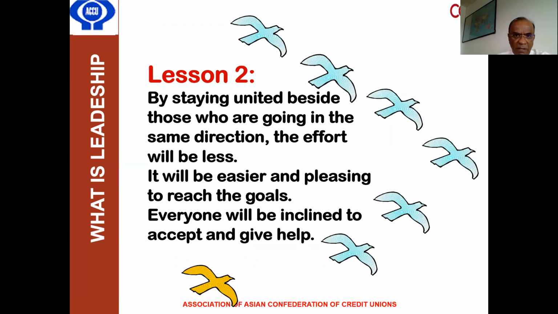You can see lesson 2: by staying united beside those who are going in the same direction, the effort will be less and it will be easier and more pleasurable to reach the goal. Everyone will be inclined to accept the behavior. I know that most of our friends, when we talk, we have some 2-3 board directors who might not be in the same direction, and kindly convince them.